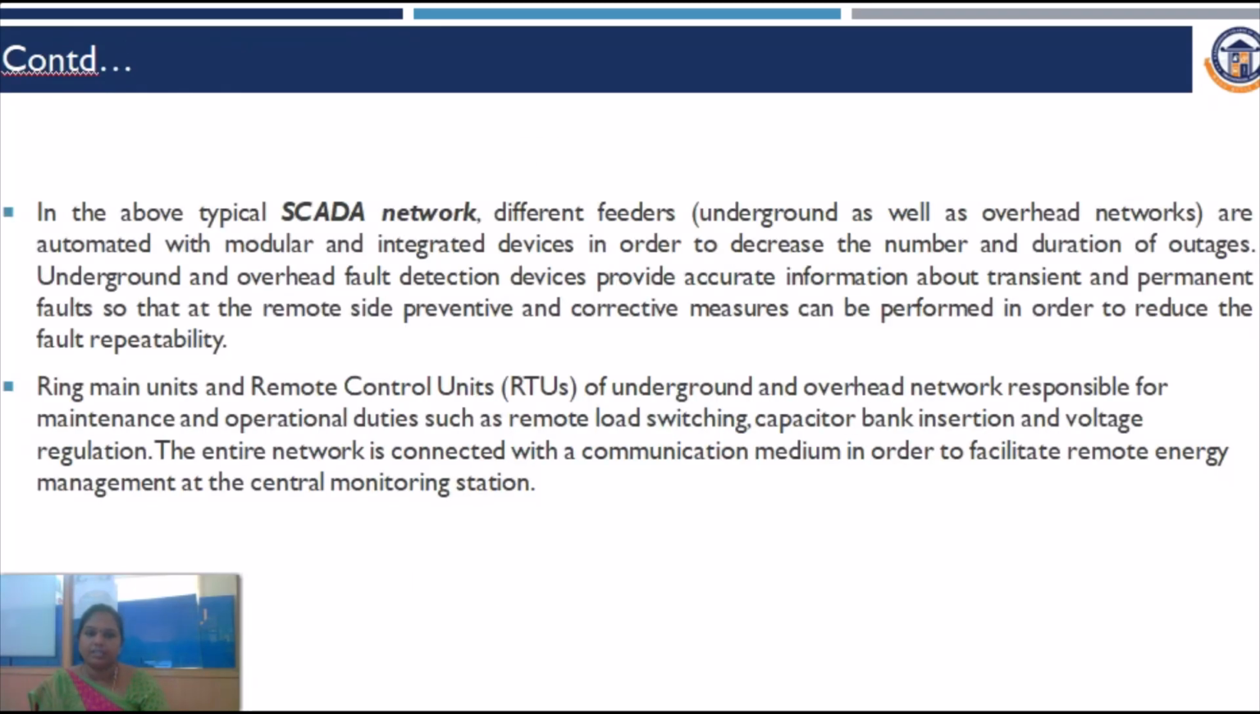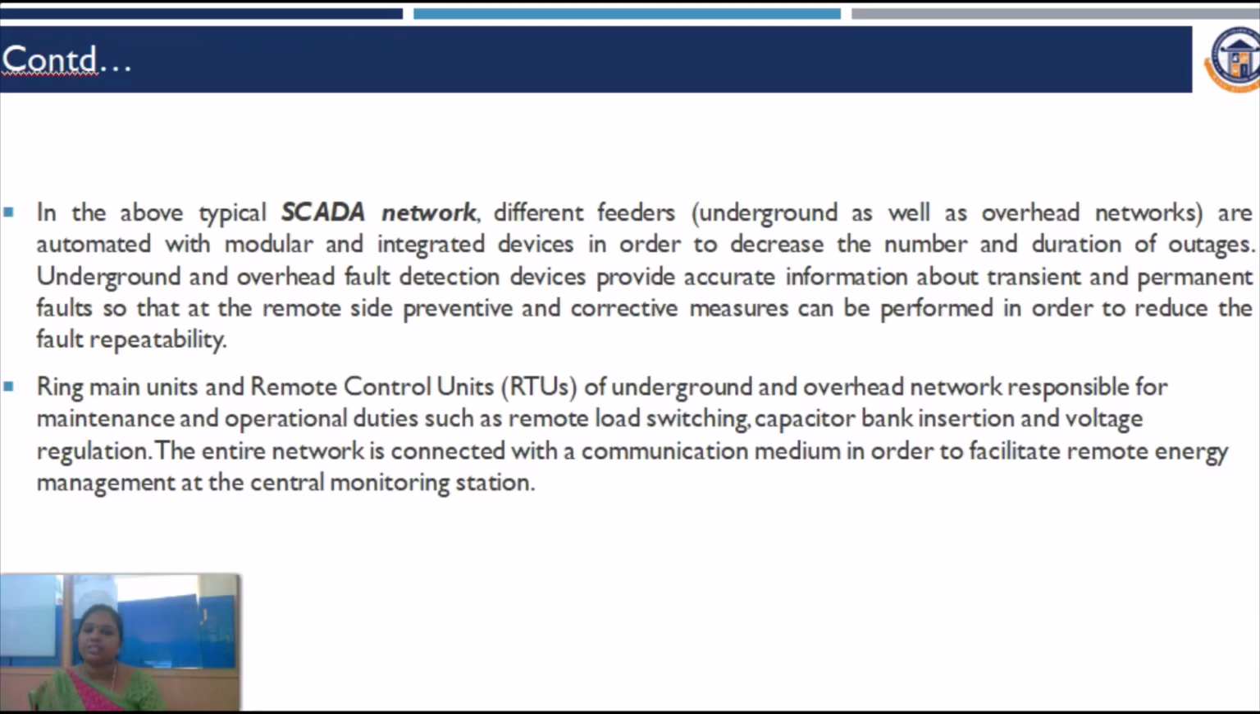And the next topic is that the different feeders are automated with modular and integrated devices in order to decrease the number and duration of outages. Underground and overhead fault detection devices provide accurate information about transient and permanent faults, so that remote site preventive and corrective measures can be performed in order to reduce the fault repeatability.